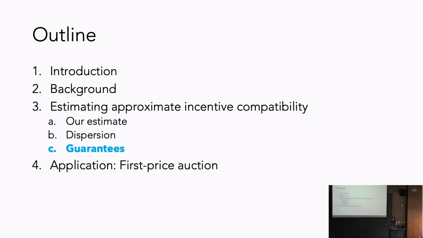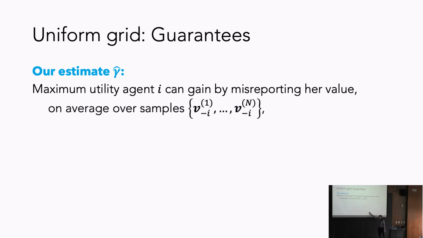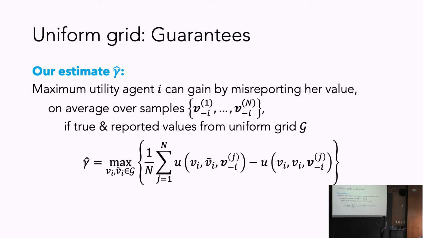Okay, so here are the guarantees that we give. Now that we've talked about dispersion a lot, I just want to remind you what our estimate was, this gamma hat. It's the maximum utility that agent i can gain by misreporting her value on average over those samples, so long as her true and reported values are from the uniform grid G. And just written here, maximizing over vi tilde in this grid of the average difference between the utility of strategic bid and truthful bid.